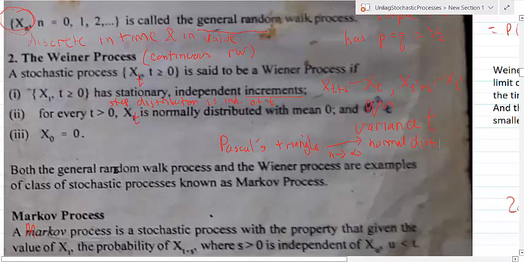All right, so we've seen a process with discrete time, discrete space. We've seen a process with continuous time, continuous space. These are two examples of a class of stochastic processes known as Markov processes. So let's go down here to the general definition of Markov process.